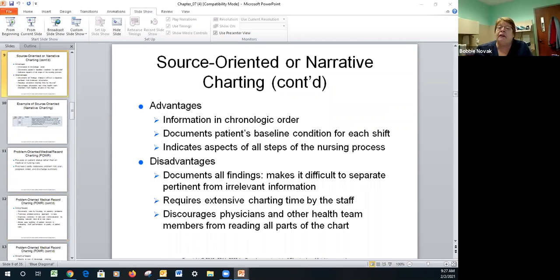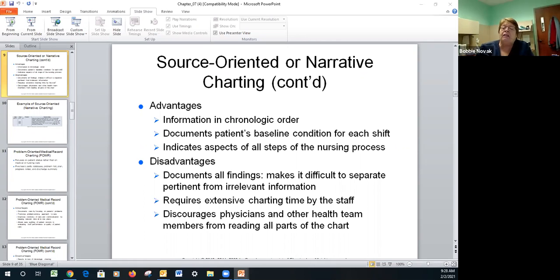So the information in chronological order is a big advantage of source-oriented or narrative charting. It gives you a baseline of the patient's condition for each shift, and it talks about all the aspects of the nursing process. Unfortunately, the disadvantage is it makes it difficult to separate pertinent from irrelevant information. If I was auditing the chart for falls, I would have to go through weeks of nurses' notes to find the information on the falls. So it makes it difficult to pull out pertinent information.